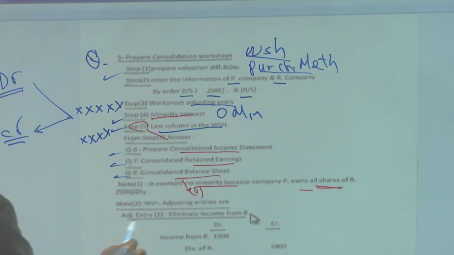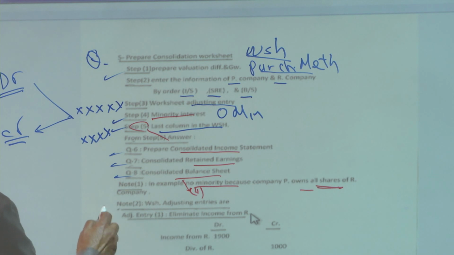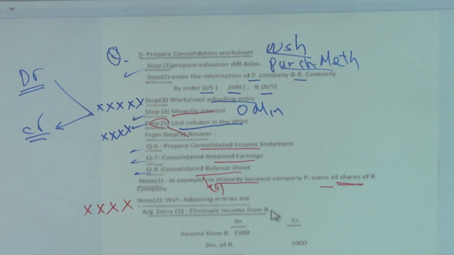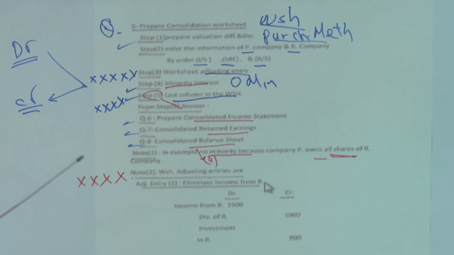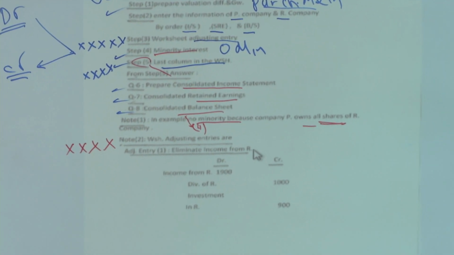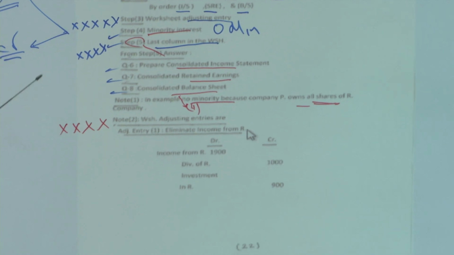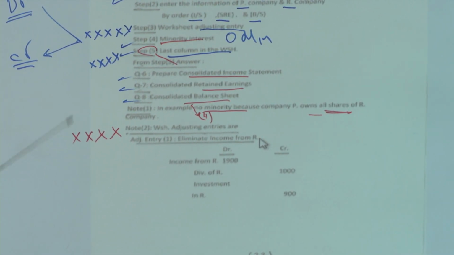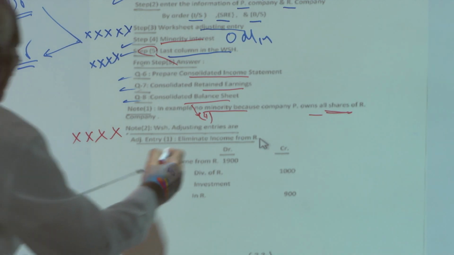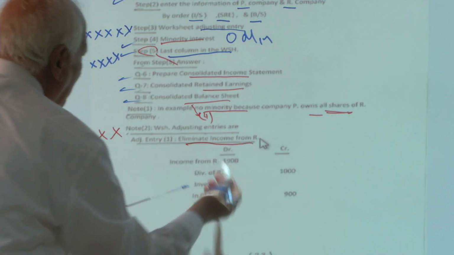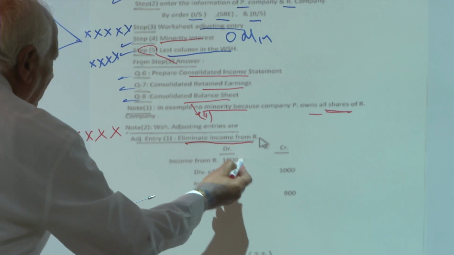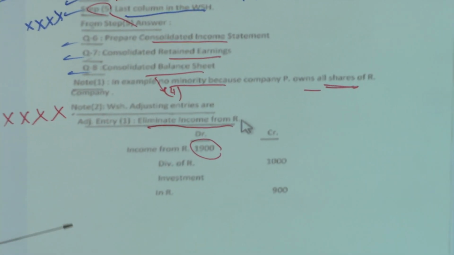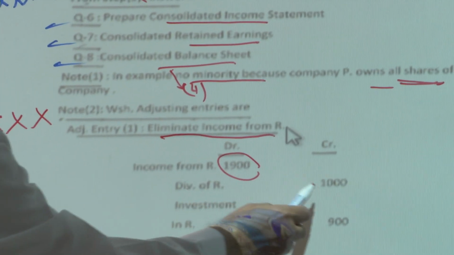Note 2, worksheet adjusting entries. This was very, very important. I told you we have 3 adjusting entries. In this example 4, we have 3 adjusting entries. Okay? The first one, to eliminate income from R. Income from R, it won 1,900, investment in R, make it debit, and the credit dividend, that's 1,000.